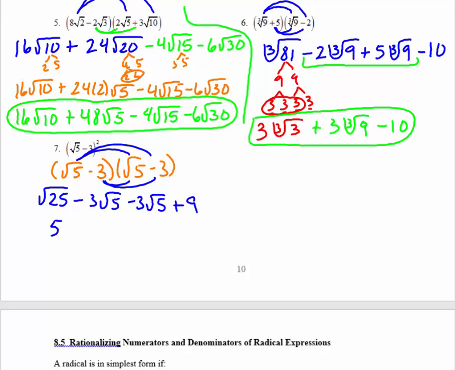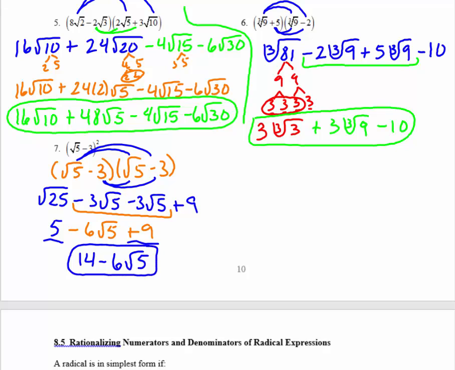The middle terms are like terms. They don't cancel each other out. A negative 3 and a negative 3 give you a negative 6. Radical stays unchanged, so square root of 5. And we still have plus 9. Now we look at the 5 and the 9. Those can be put together. And 5 plus 9 is 14. So we have 14 minus 6 square root of 5. Be careful when you are having a quantity squared. Write it twice and FOIL it out.